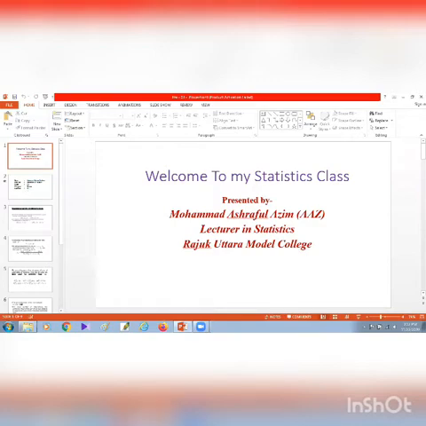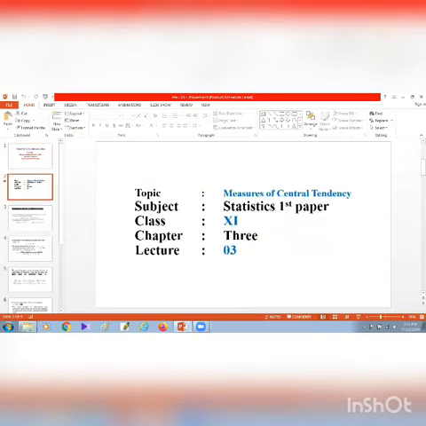My dear students, today I'm going to deliver a lecture on measures of central tendency, which is the topic of statistics first paper, and this is chapter 3. This lecture is for the students of class 11 and 12, more specifically for the students of class 11, and this is the third lecture on the chapter.